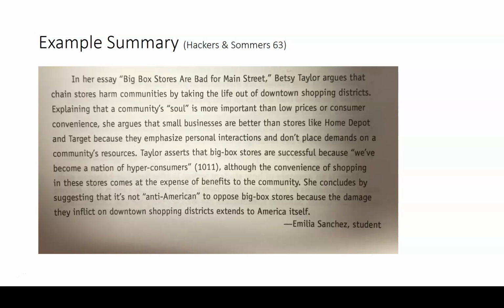Here's an example summary, again from A Writer's Reference, page 63. In her essay, "Big Box Stores," Betsy Taylor argues that chain stores harm communities by taking the life out of downtown shopping districts. Explaining that a community's soul is more important than low prices or consumer convenience, she argues that small businesses are better than stores like Home Depot and Target because they emphasize personal interactions and don't place demands on communities' resources. Taylor asserts that big box stores are successful because we've become a nation of hyper-consumers.